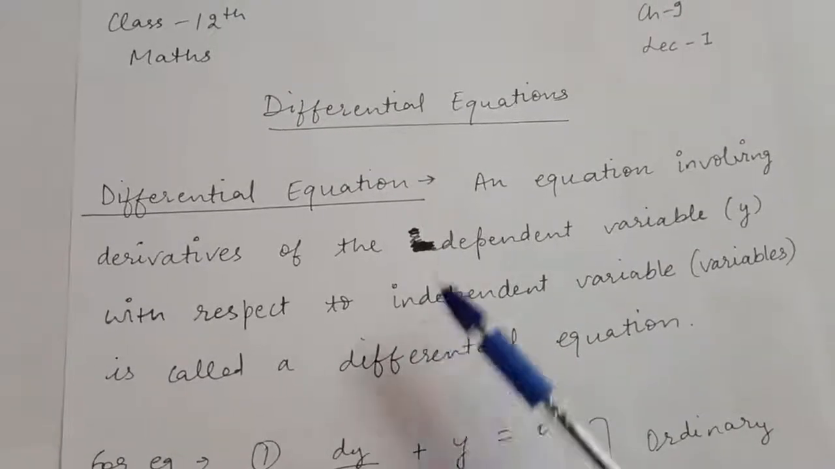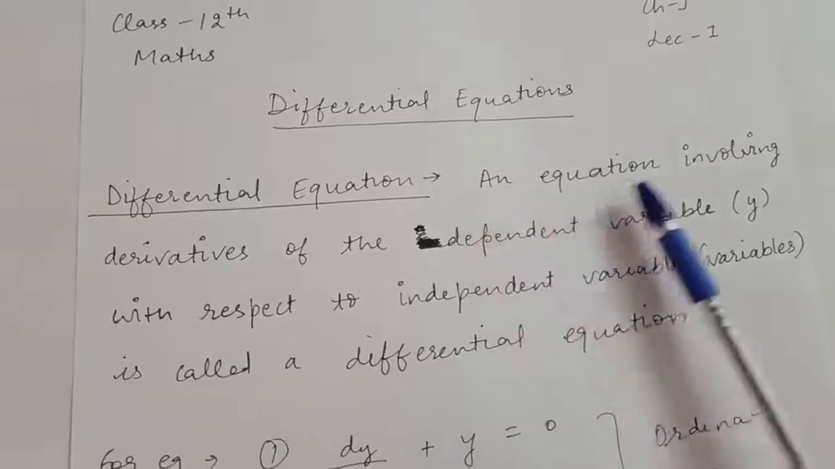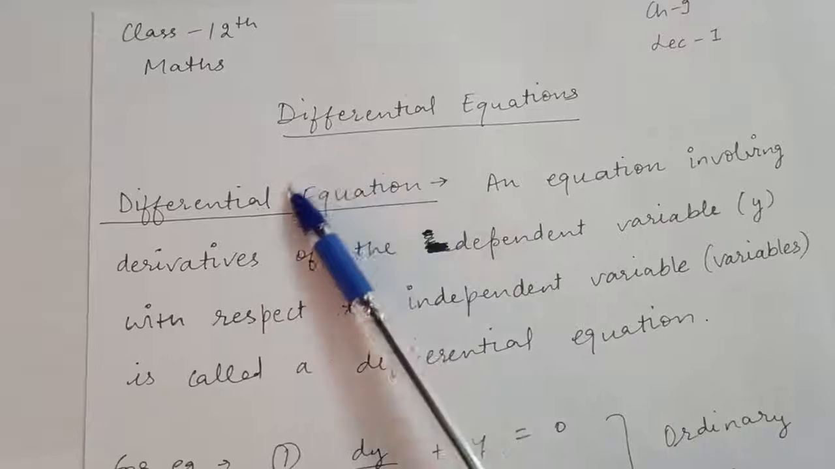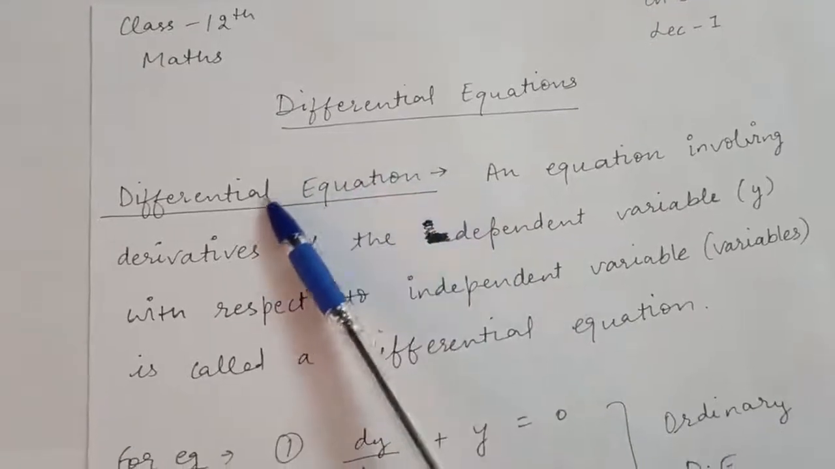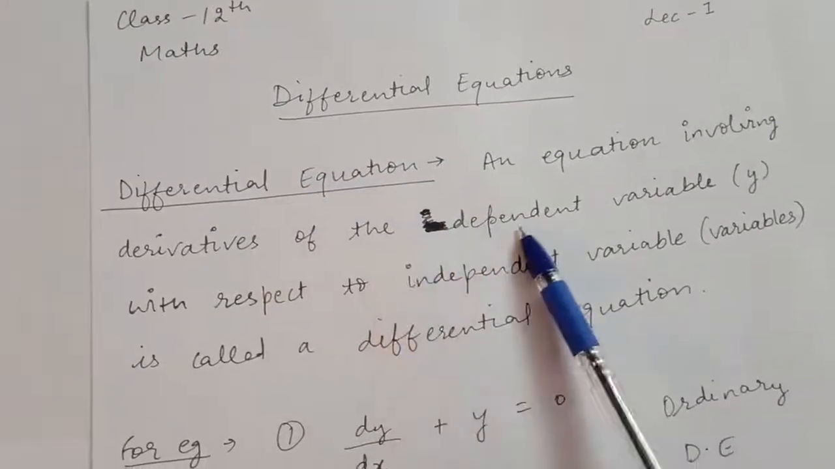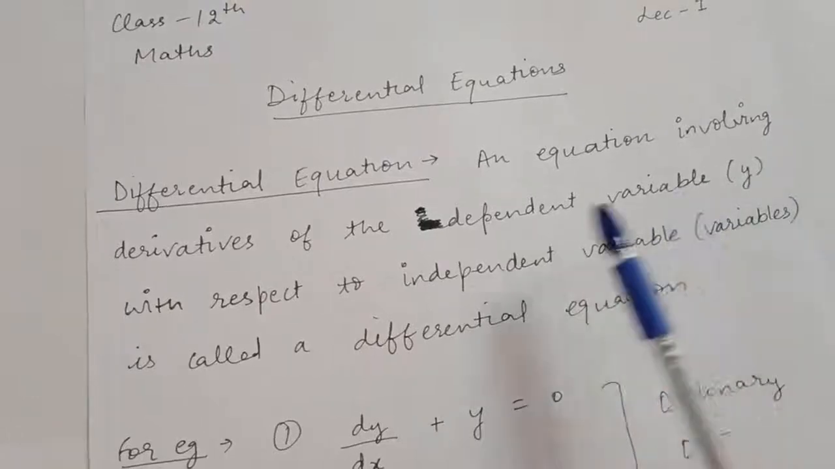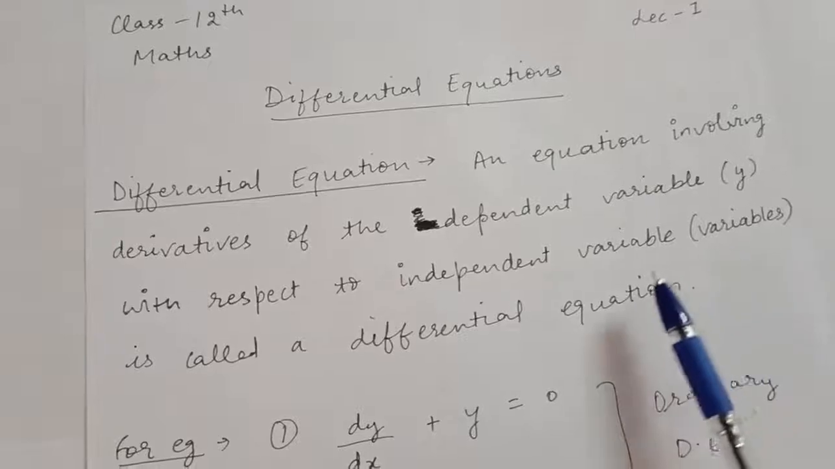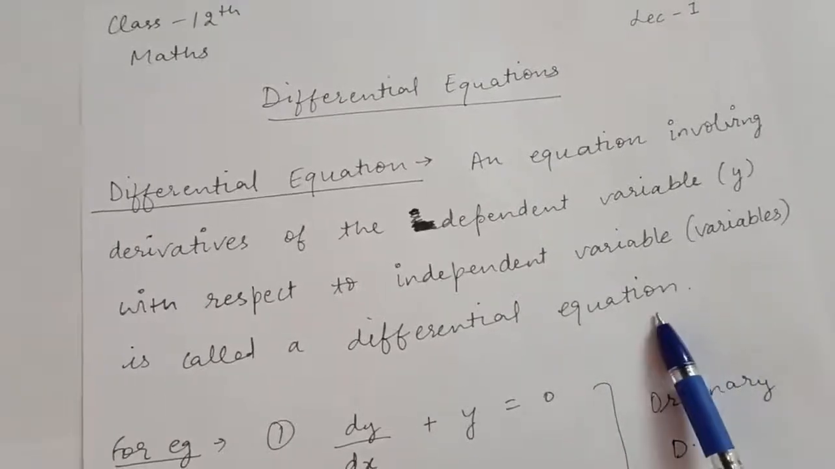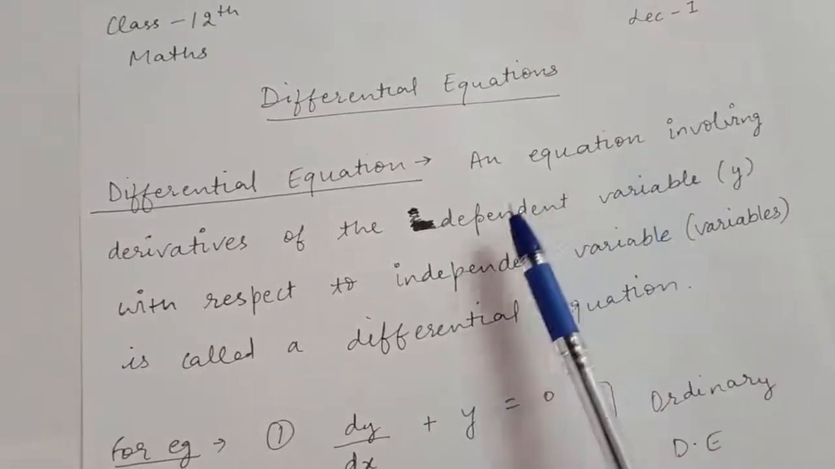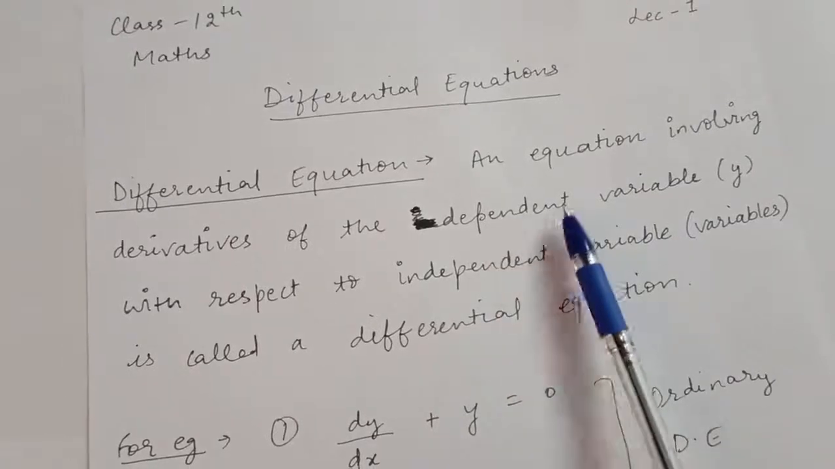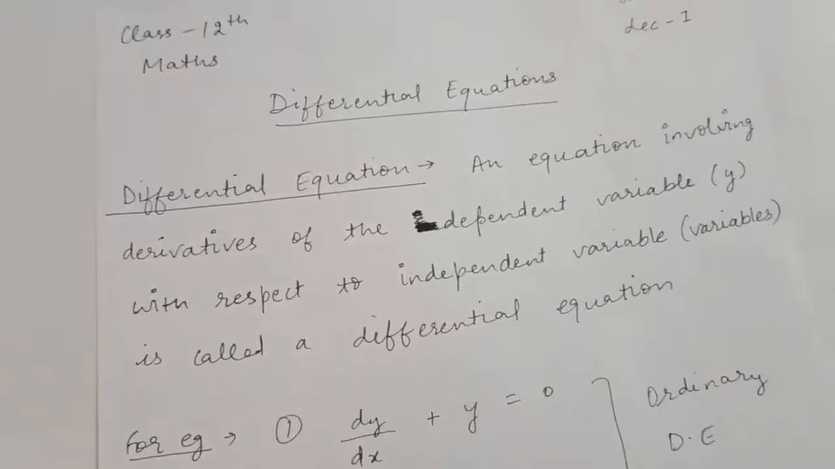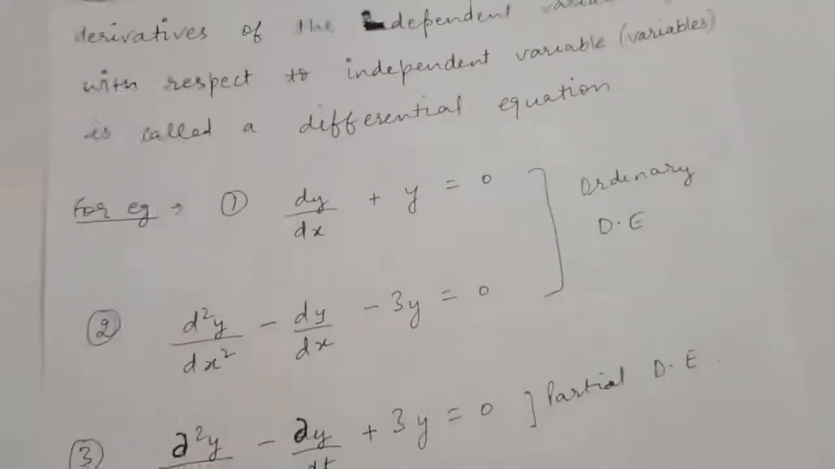So what is a differential equation? An equation involving derivatives. By the name it is very clear, it is an equation involving derivatives of the dependent variable, say y, with respect to independent variable or variables, is called a differential equation. So an equation which involves the derivatives of the dependent variable with respect to independent variable, then it is known as differential equation. See some examples.